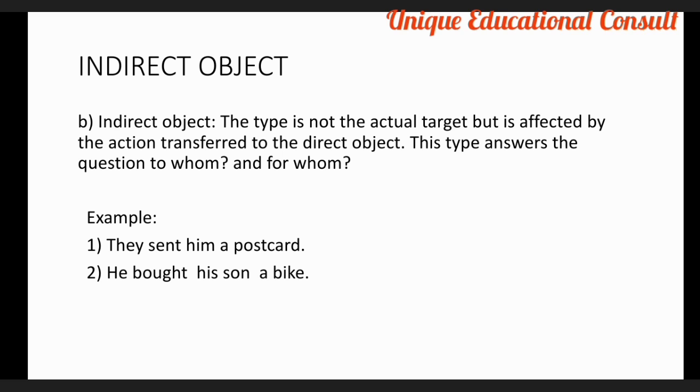Now the second one, he bought his son a bike. Who is the bike bought for? That is the question for whom. The man bought a bike and the bike is for who? That is for his son. So this is what it is about on direct and indirect objects in English language.